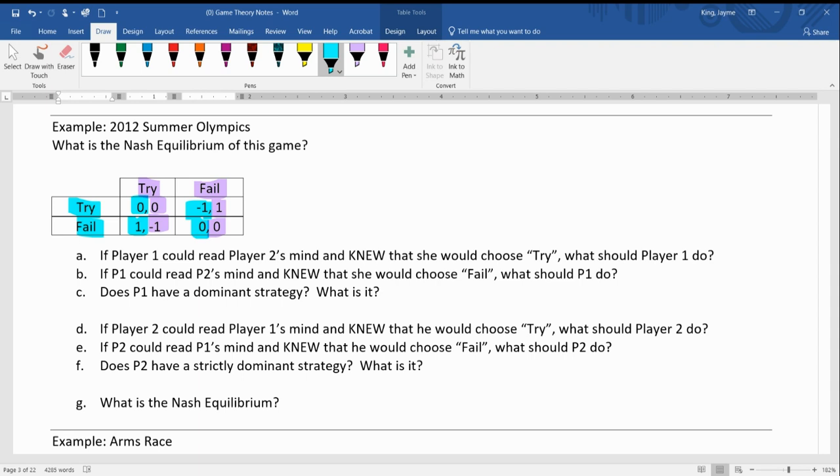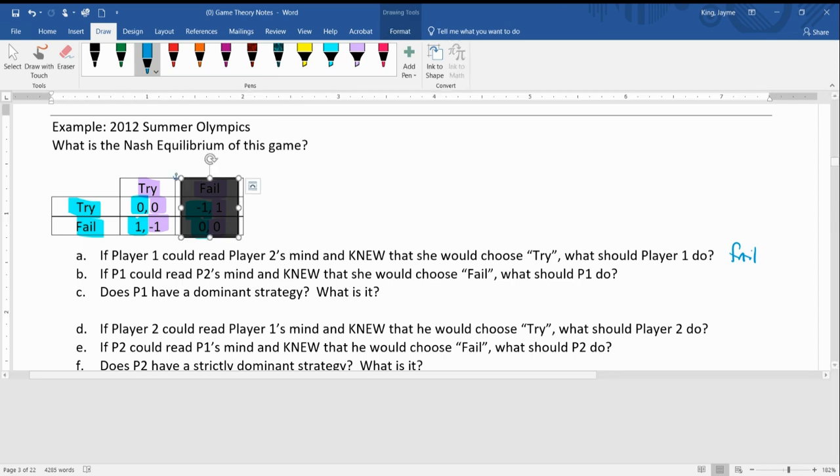Let's go back through this one. First one, player one knows what player two is going to do. So we know that player two is going to choose to try. So then what should we do? Well, the best number here is 1. So 1 versus 0, failing is better. So they should choose to fail.